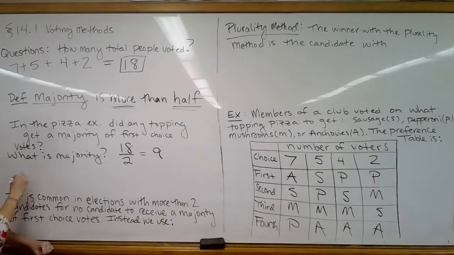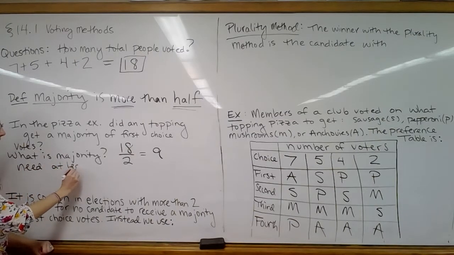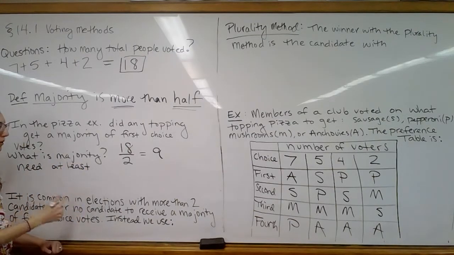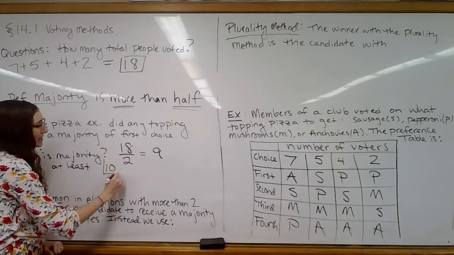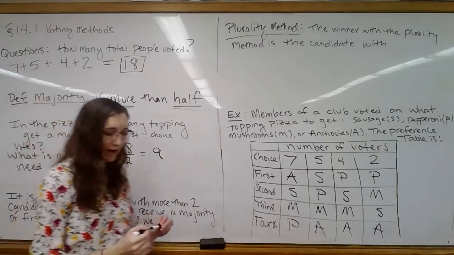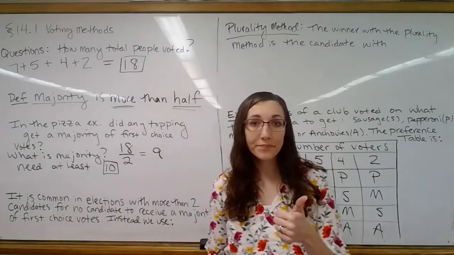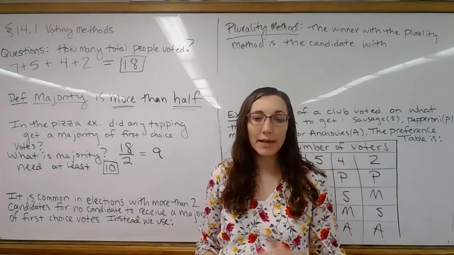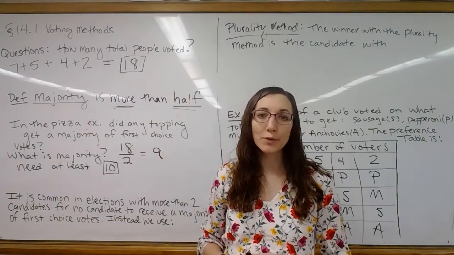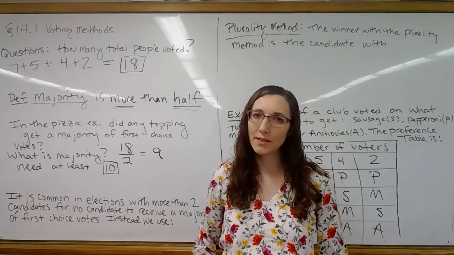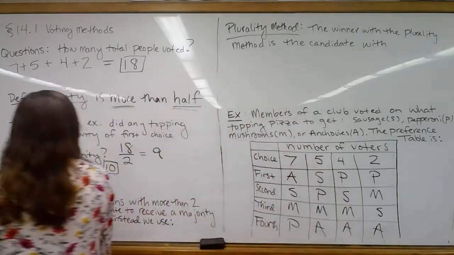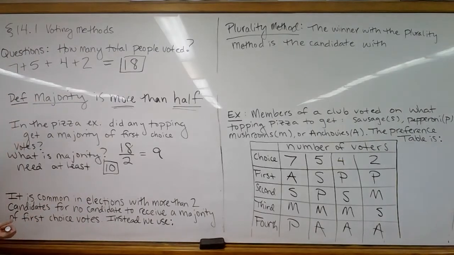So we would need, at least, we'd have to go up from 9. So at least 10 votes to have majority. 10 would do it. 11 would do it, anywhere between 10 and 18 would do it. 9 doesn't cut it, and less than 9 doesn't cut it. So now let's take a look at how many first choice votes different toppings got. We're just going to read that right off of the preference table over there.